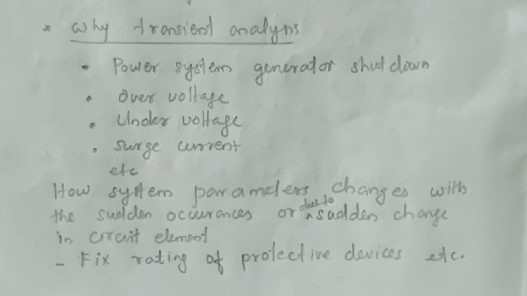It may damage some protective devices. In order to protect our power system equipment, we need to see what is the after effect of this over voltage. What is the after effect of generator shutdown? What is the after effect of under voltage coming into picture? What is the after effect of surge current, etc.? So under these conditions, how do system parameters change with sudden occurrence of these things, due to sudden change in circuit elements? Based on that, we can fix the rating of protective devices and protective measures.